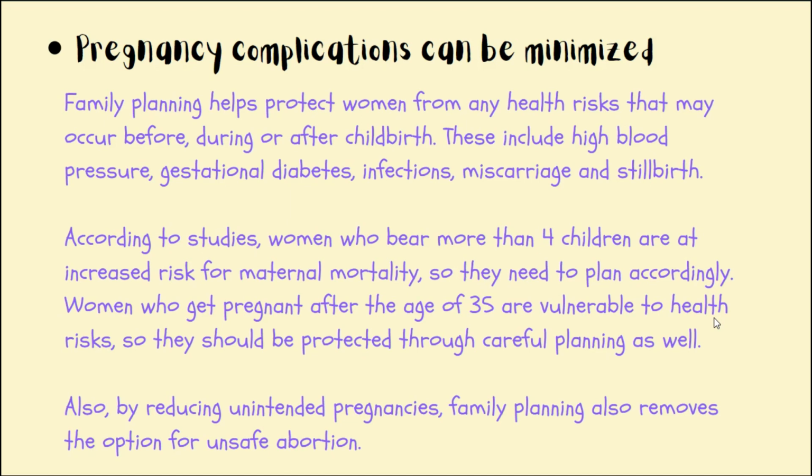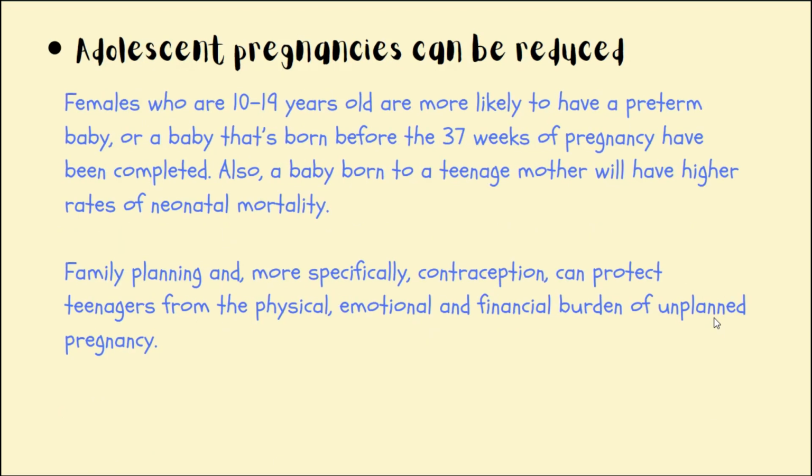Family planning helps protect women from any health risk that may occur before or after childbirth. This includes high blood pressure, gestational diabetes, infections, miscarriage, and stillbirth. According to studies, women who bear more than 4 children are at increased risk for maternal mortality, so they need to plan accordingly. Women who get pregnant after the age of 35 are vulnerable to health risks, so they should be protected through careful planning as well. Also, by reducing unintended pregnancies, family planning also removes the option of unsafe abortion.